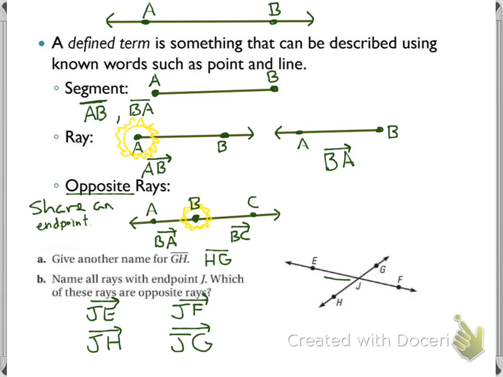Now, which of those are opposite? Which of them form a straight line? Well, let's pick one. Let's look at JE. Now, JE goes in the opposite direction as JF. Together they form that straight line, EF. Now, JH and JG also go in the opposite direction, so they would also be our opposite rays.